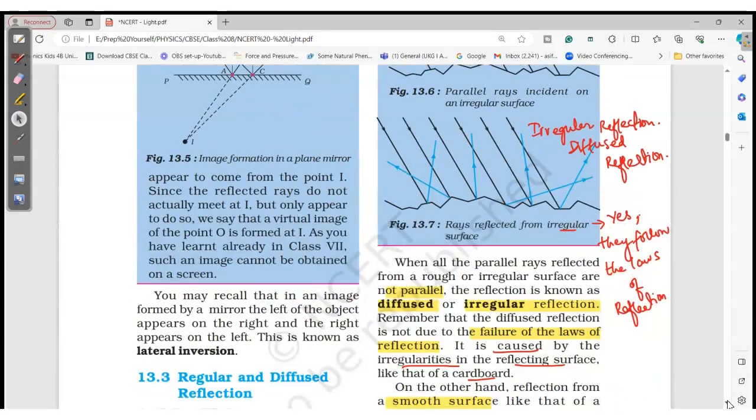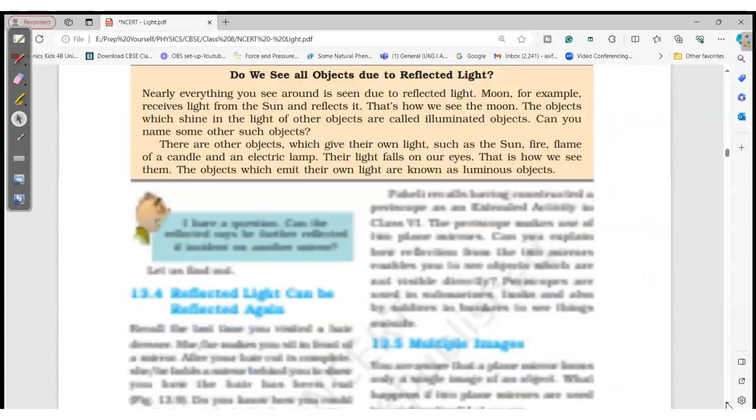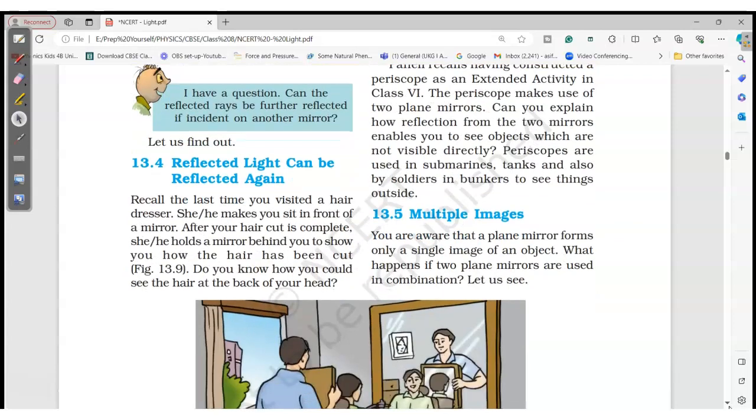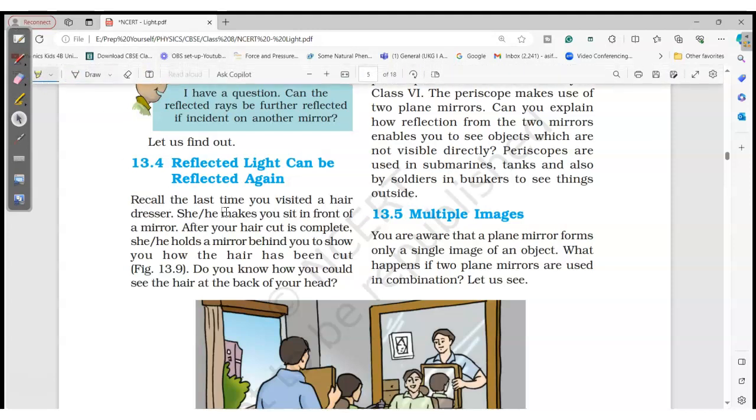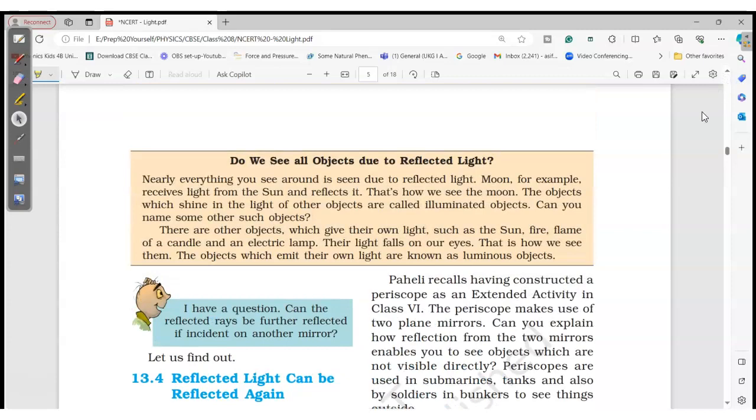Now, let us see. Reflected light can again be reflected. This results in the phenomenon of multiple images. So let us read through a little bit. Recall the last time you visited a hairdresser. She or he makes you sit in front of the mirror. After your haircut is complete, she or he holds a mirror behind you to show you how the hair has been cut. Yes, you all must have experienced this, right?